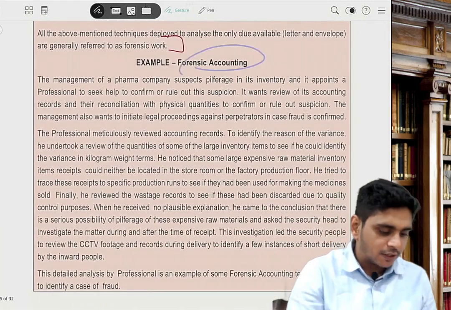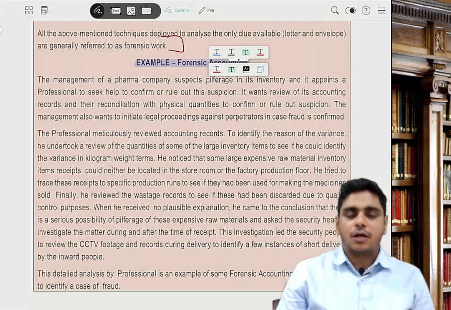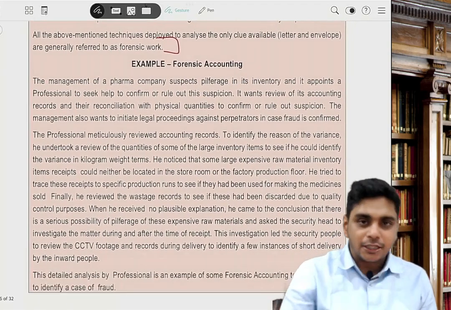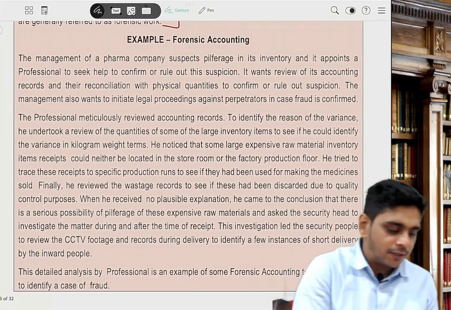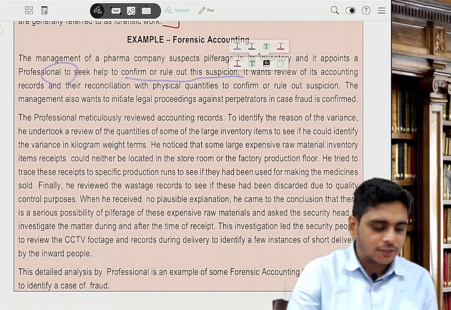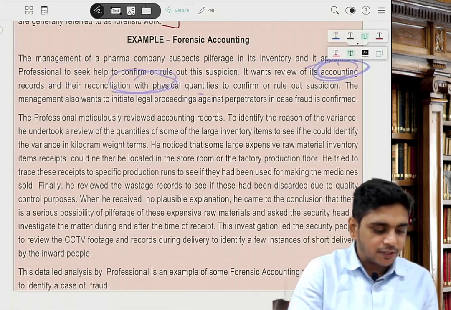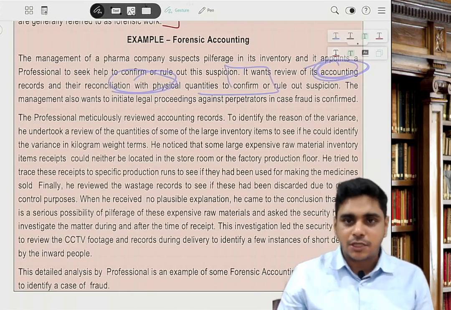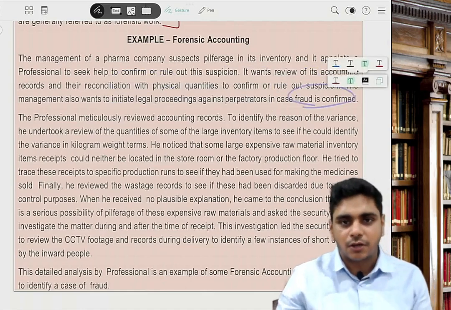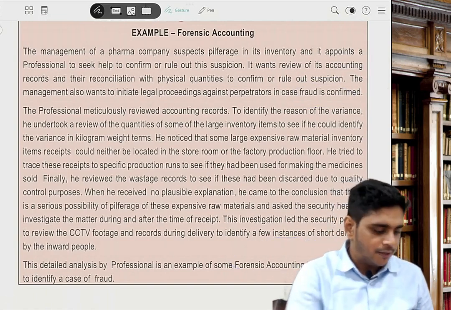Now what is forensic accounting? When a fraud happens and you check financial books, financial records, financial accounting books or concepts, it is called forensic accounting. The management of a pharma company suspected pilferage in the inventory, and it appointed a professional to confirm or rule out the suspicion. He wanted to review the accounting records and the reconciliation with the physical quantities. The management wanted to initiate legal proceedings against the perpetrator in case a fraud is committed. So he will be checking all this. This would be an example of forensic accounting techniques. This is the way they have used it.